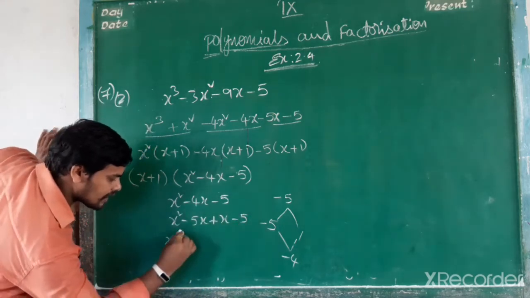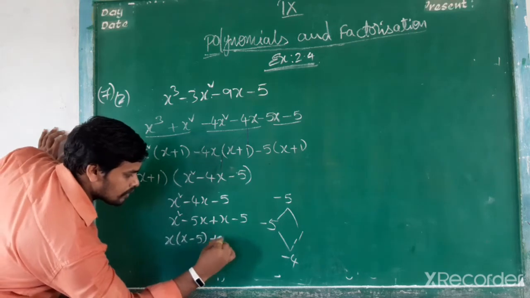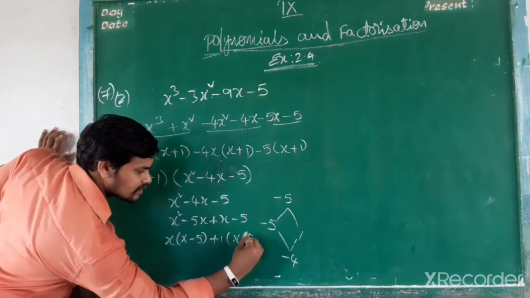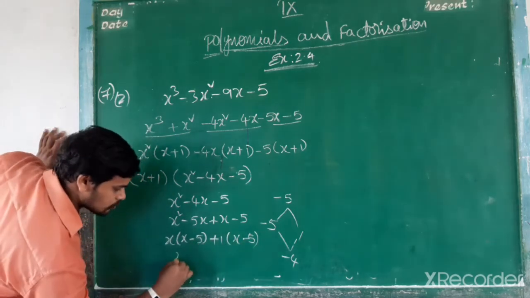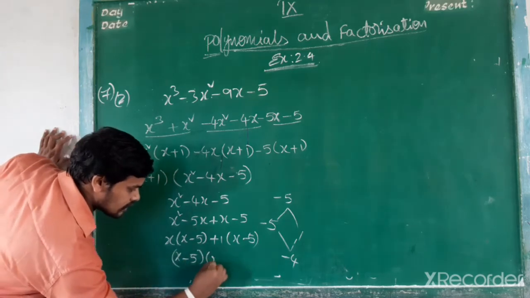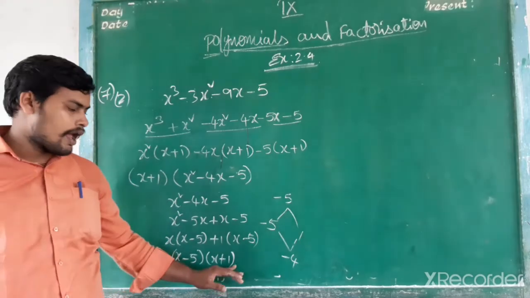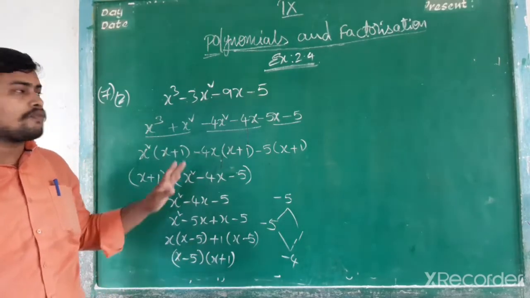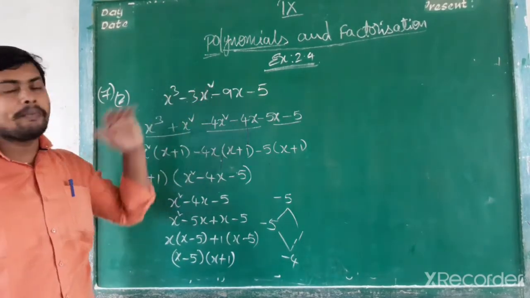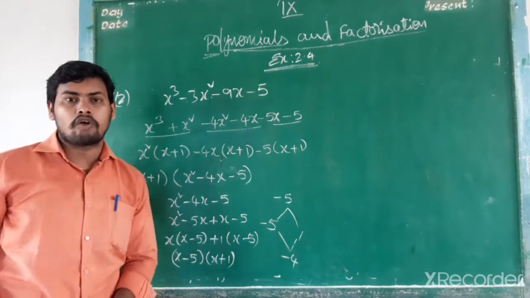What is the common factor here? X minus 5 is the common factor. Now x minus 5, x minus 5. So the result is x plus 1. Here x plus 1, x minus 5 and x plus 1. These are the factors of this particular cubic polynomial. Next, move on to the third sum.